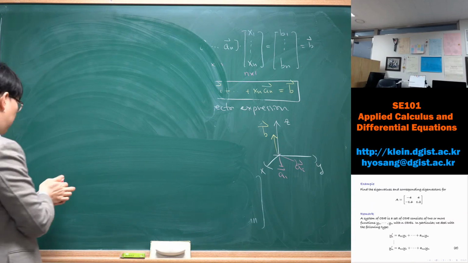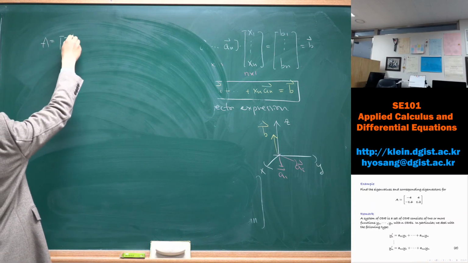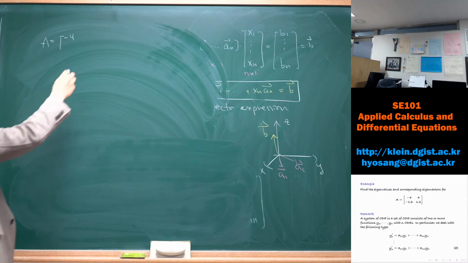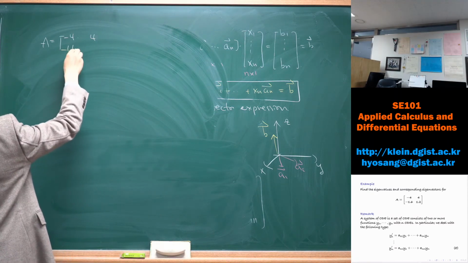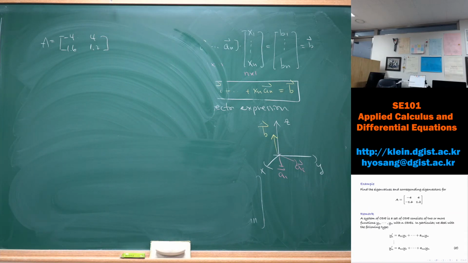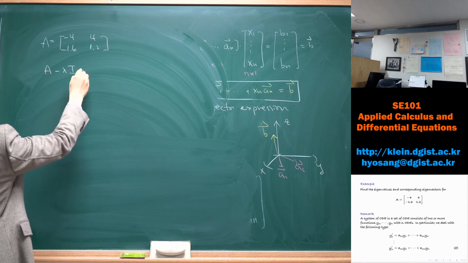So we have A equals to minus 4, 4, minus 1.6, and 1.2. Okay. Let's take A minus lambda I.